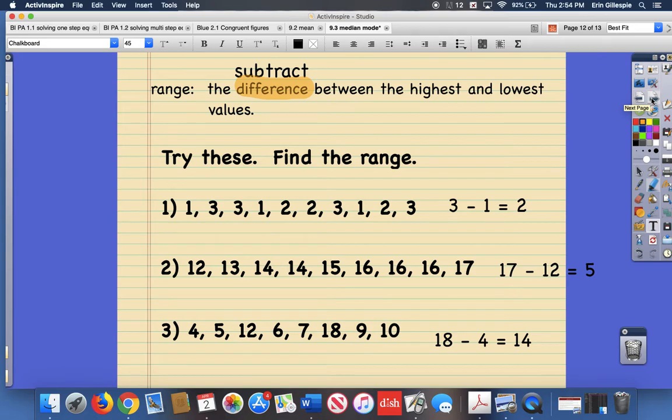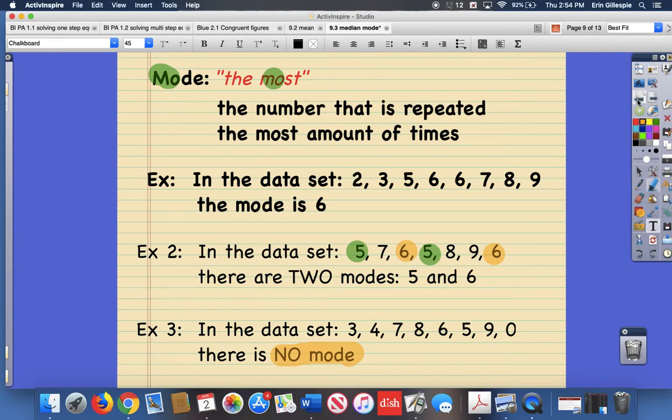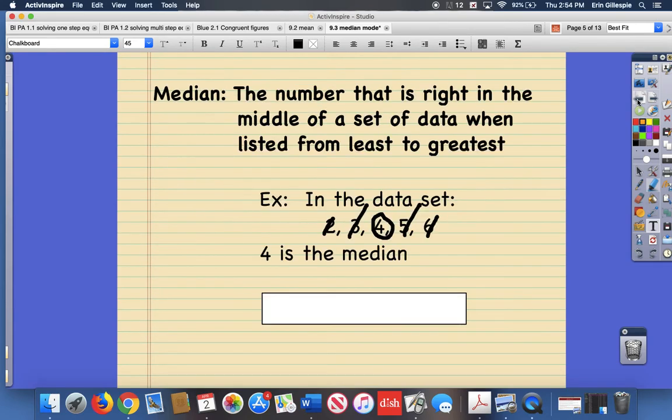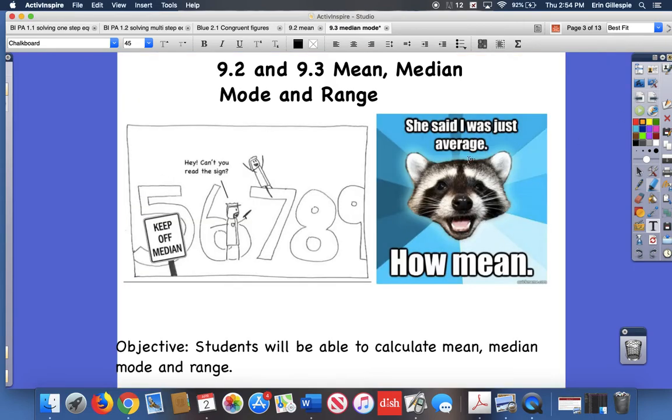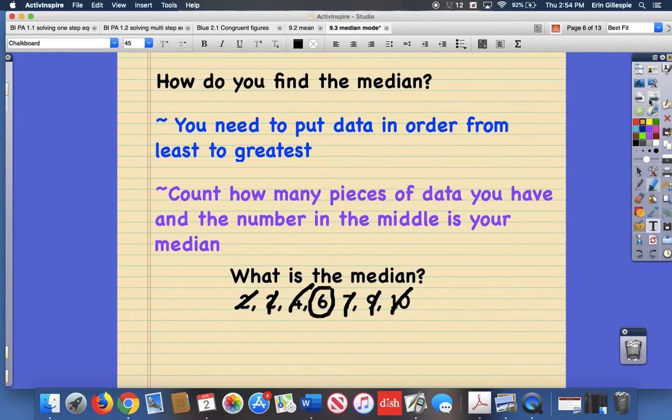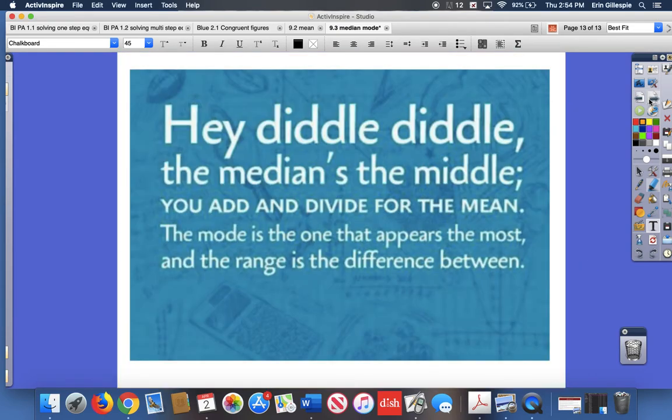I don't have a real short one-word phrase for that one. Mode, the one that occurs the most. Median, the one that's in the middle. And mean is the average, okay? Average. I posted this little picture of this poem on Google Classroom as well, but I'll end the video with it there too. So, hey diddle diddle, the median's the middle. You add and divide for the mean. The mode is the one that appears the most, and the range is the difference between. Okay, hopefully that helps you guys understand how to find all 4 of those.